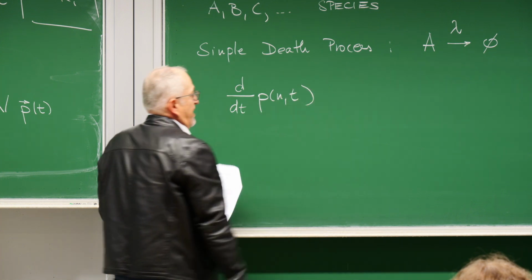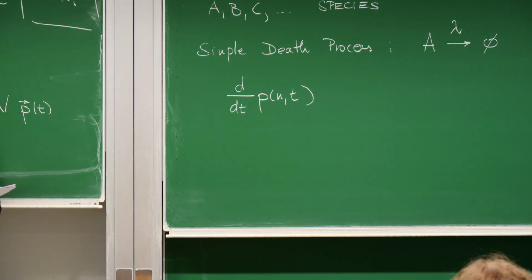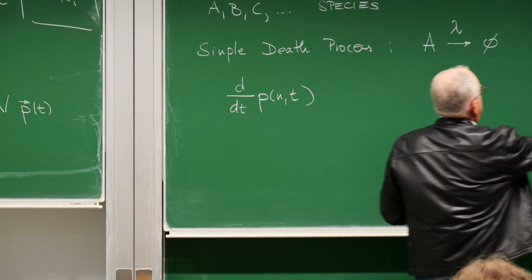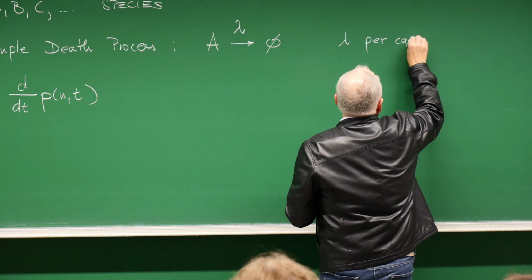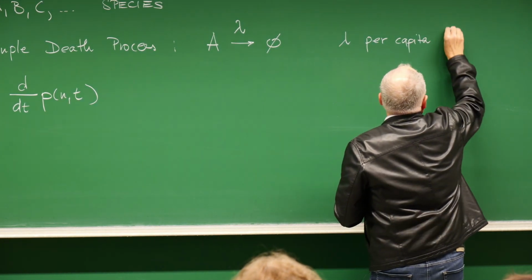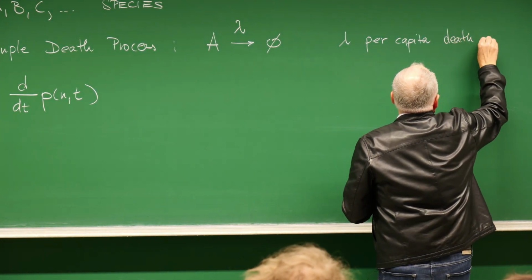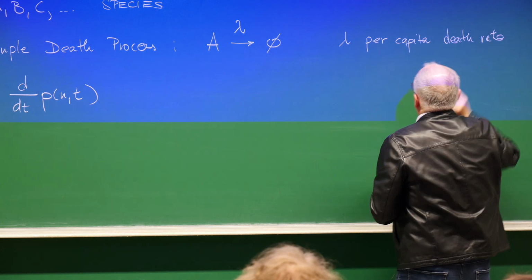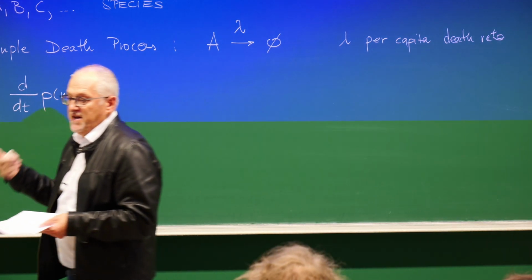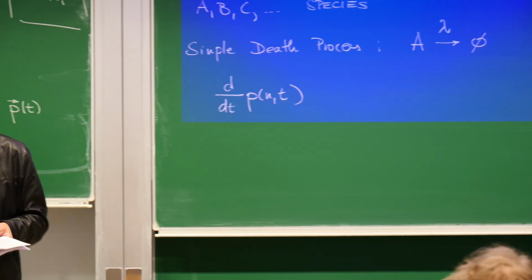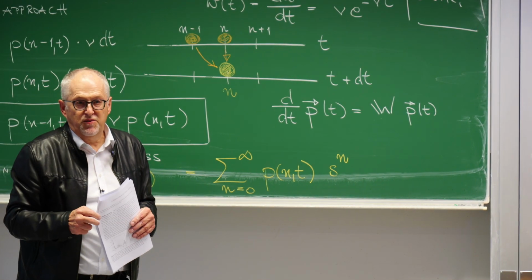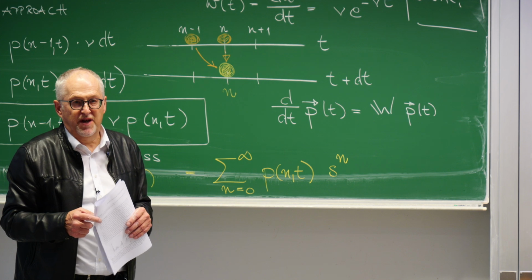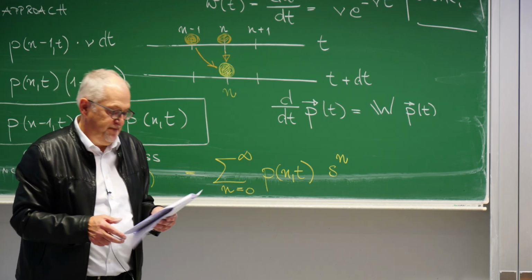So now let's, and maybe we do this together, write down the master equation. And lambda, okay, I have to say this, lambda is the per capita death rate, meaning the likelihood or the rate at which a single individual dies. Okay? So what's the master equation? What should I write down? Give it a try.